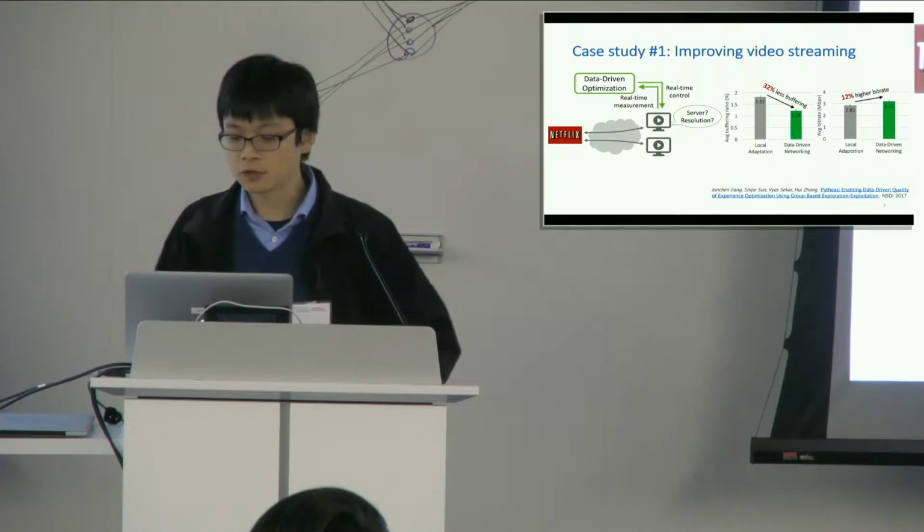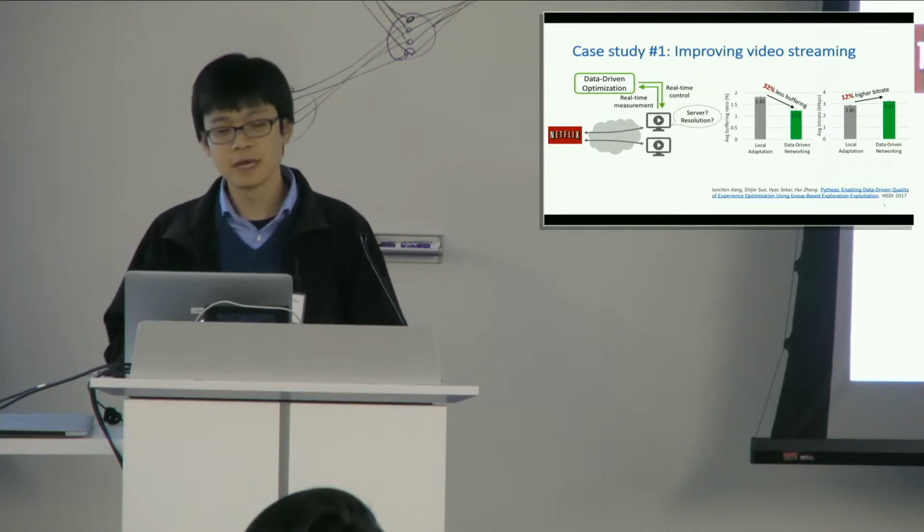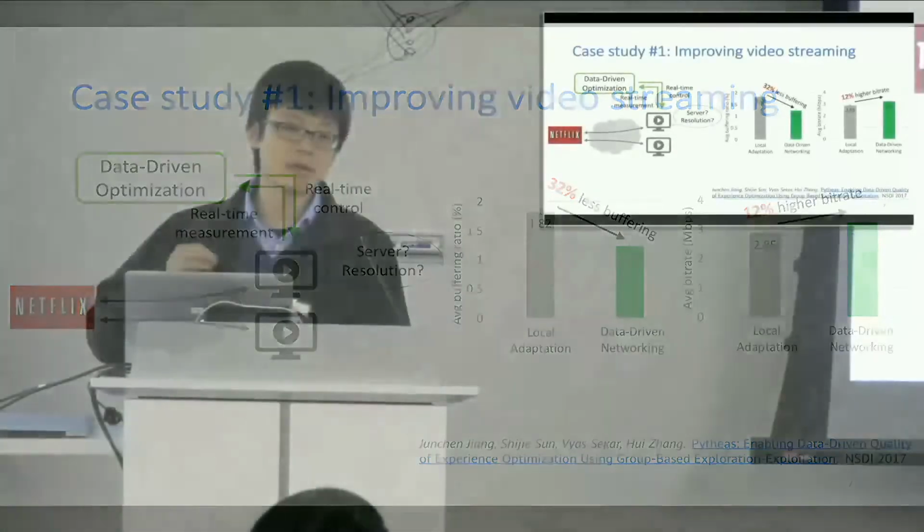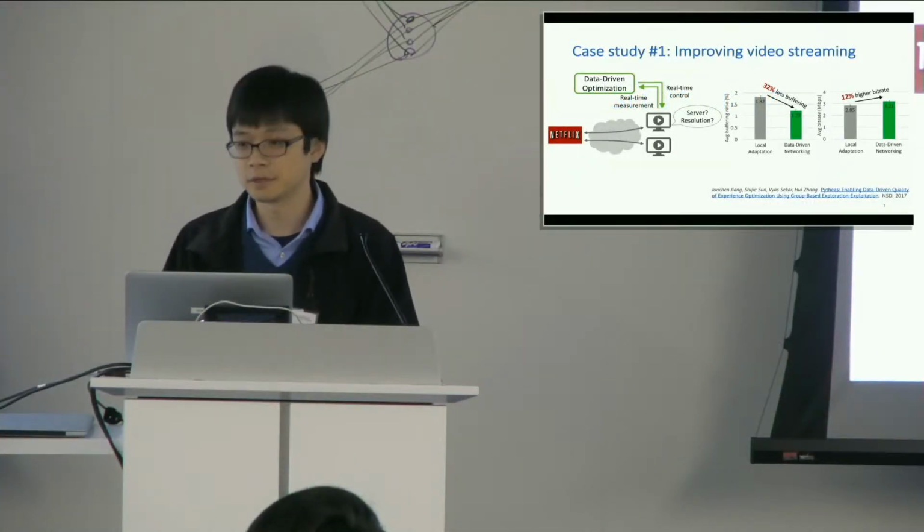Now, here are two graphs that show the improvement by applying this data-driven idea on one of the most popular music video websites in the US. Left-hand side is buffering time, lower the better, obviously. Right-hand side is video resolution, higher the better. Now you can see that this data-driven networking idea can reduce the buffering time, and at the same time also let users watch video in higher resolution.